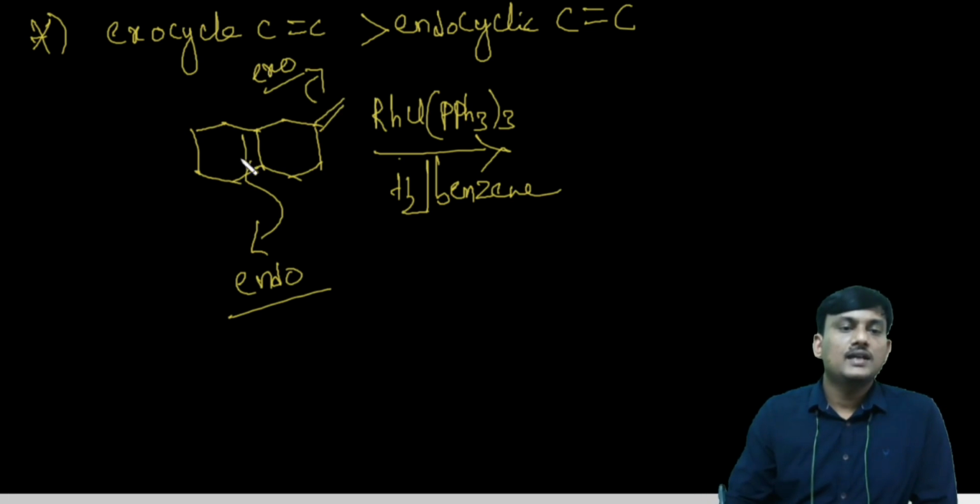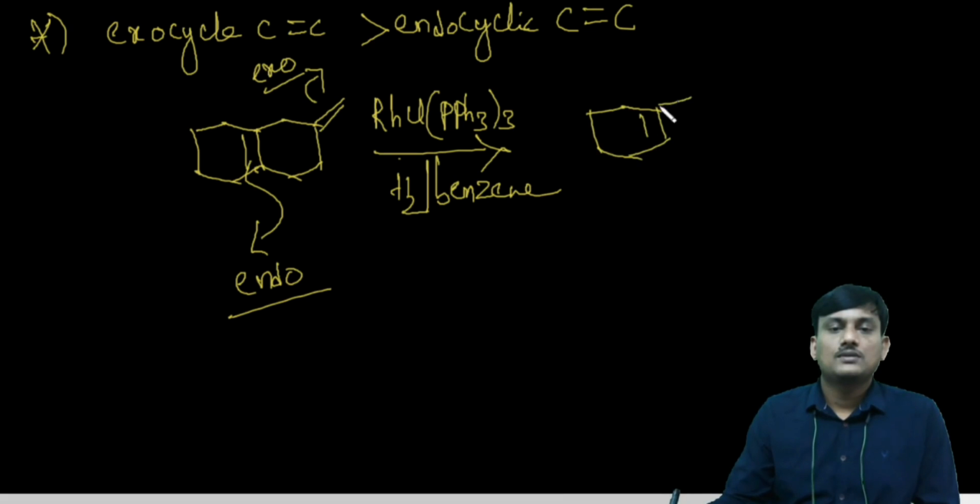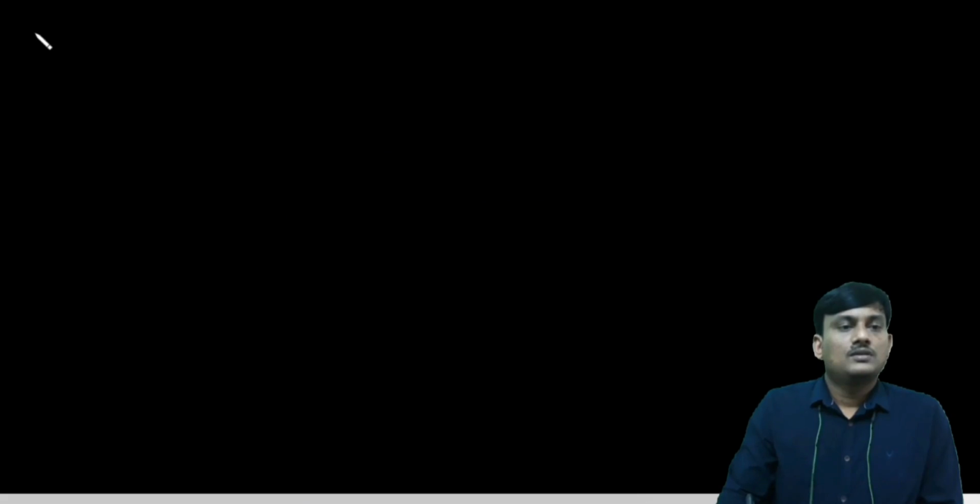Outside the ring, inside the ring. Exo means outside the ring, endo means inside the ring. Since exocyclic is more reactive, the exocyclic C=C will be reduced. So in this case, we will get this molecule.